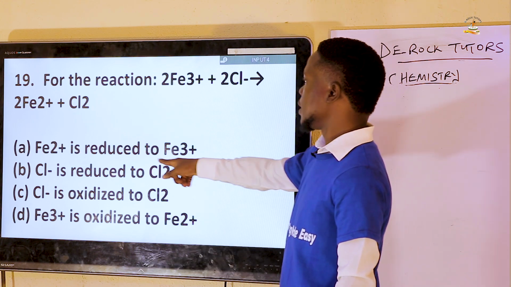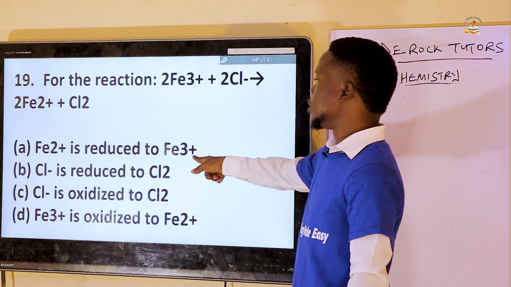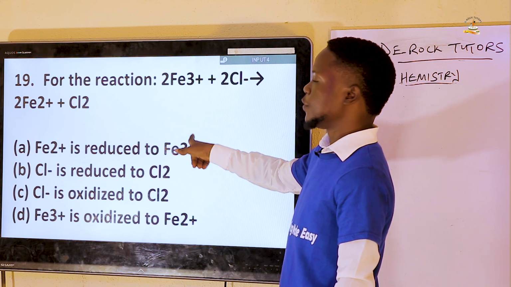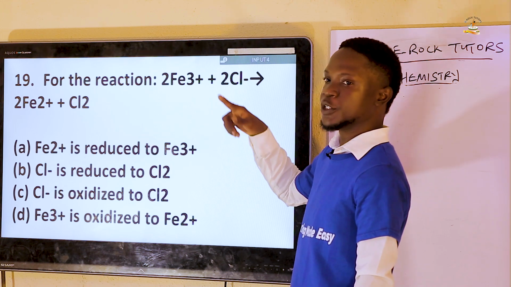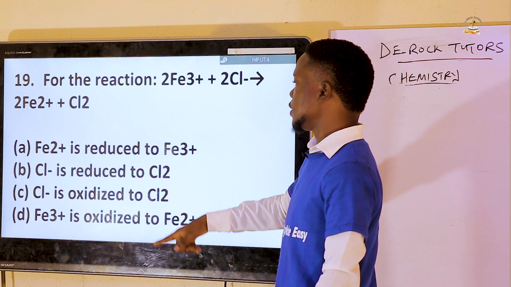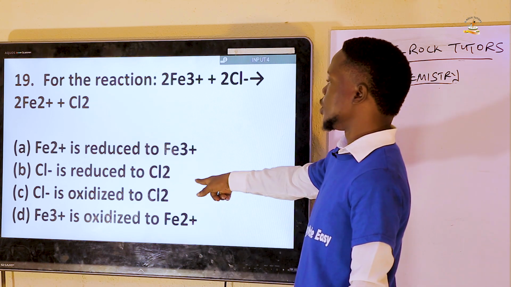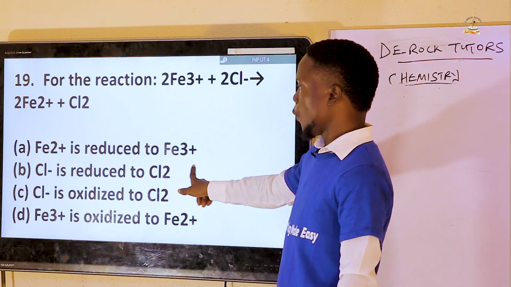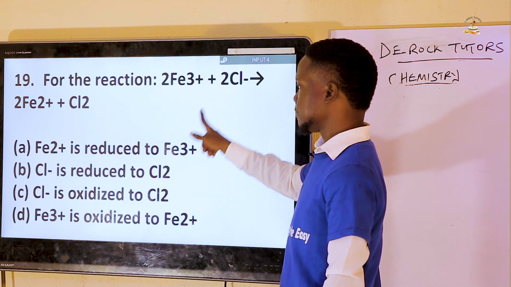So option A says Fe2+ is reduced to Fe3+. That is wrong. Okay? If it is to be reduced, it means Fe3+ should be reduced to Fe2+, not the other way around. Option B says Cl minus is reduced to Cl2. That is also wrong. It is oxidized.